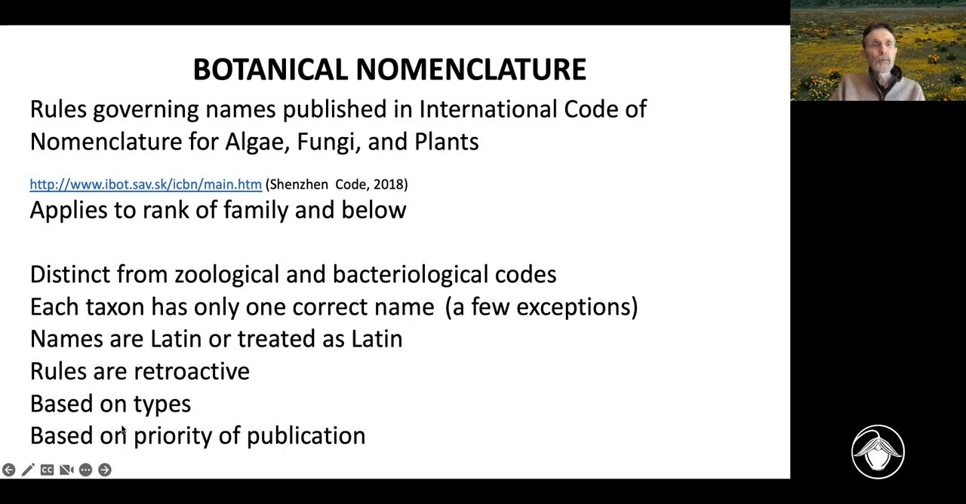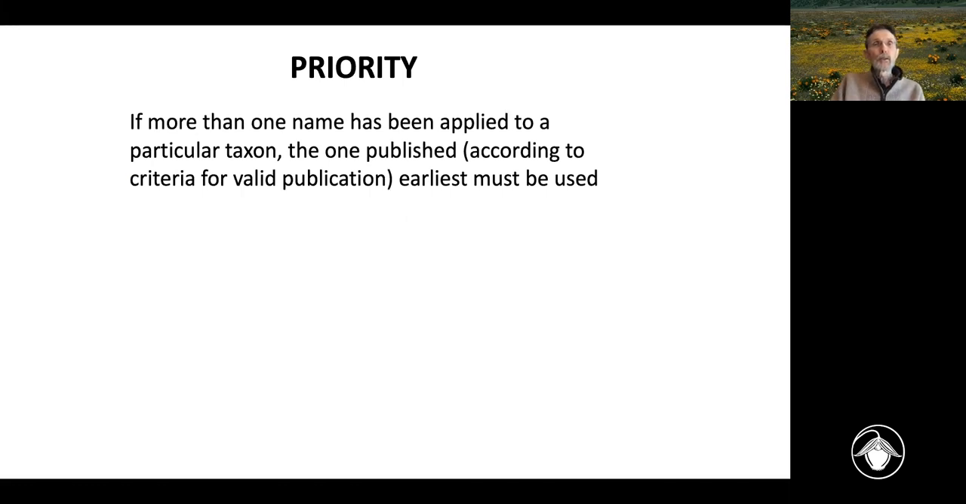And also we have to subscribe to the priority of publication of names. So the principle of priority is fundamental to understanding nomenclatural changes that end up happening for strictly nomenclatural reasons. So priority dictates that if more than one name has been applied to a particular taxon, the one published earliest, validly published at least, must be used. And for valid publication, you have to designate a type, for example, and you also have to use names that are Latin in form. You have to have a description or diagnosis.